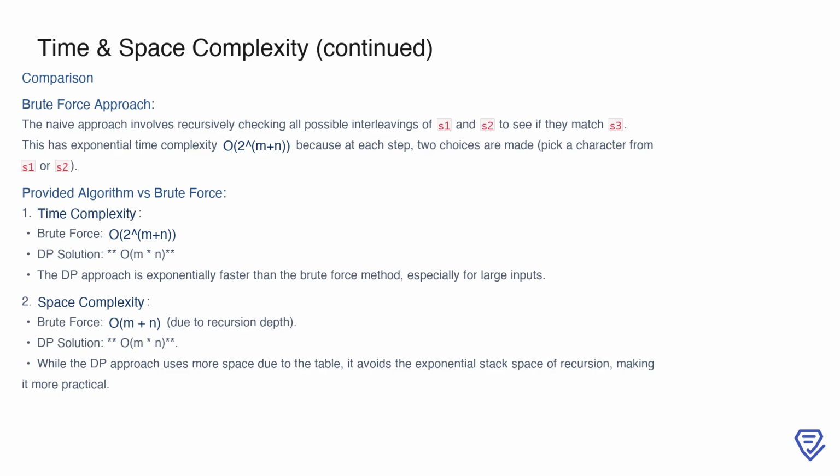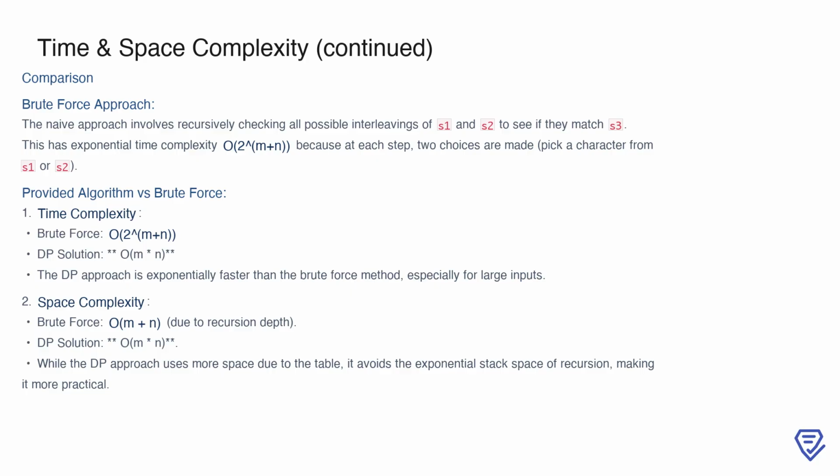The brute force method involves recursively checking all possible interleavings of S1 and S2 to determine if they match S3. This results in an exponential time complexity of O(2^(m+n)), as each step involves two choices, picking a character from S1 or S2. In contrast, the DP solution has a time complexity of O(m*n), making it exponentially faster and much more practical for larger inputs. In terms of space complexity, the brute force approach requires O(m+n) due to the recursion depth, while the DP solution uses O(m*n) to store the table.